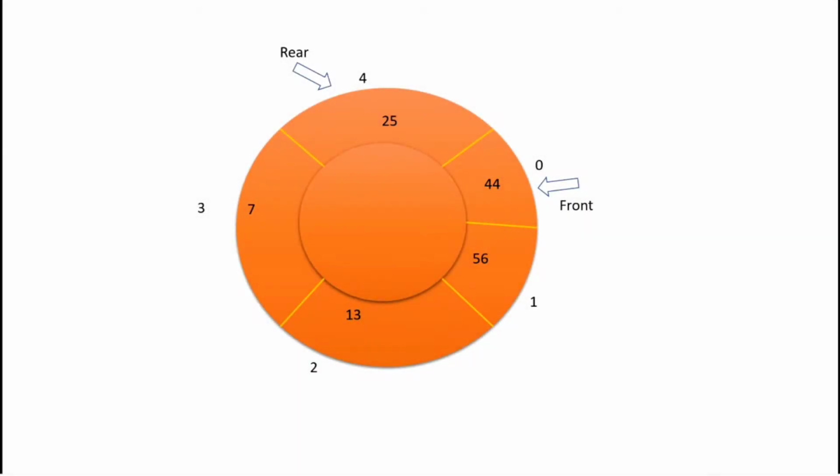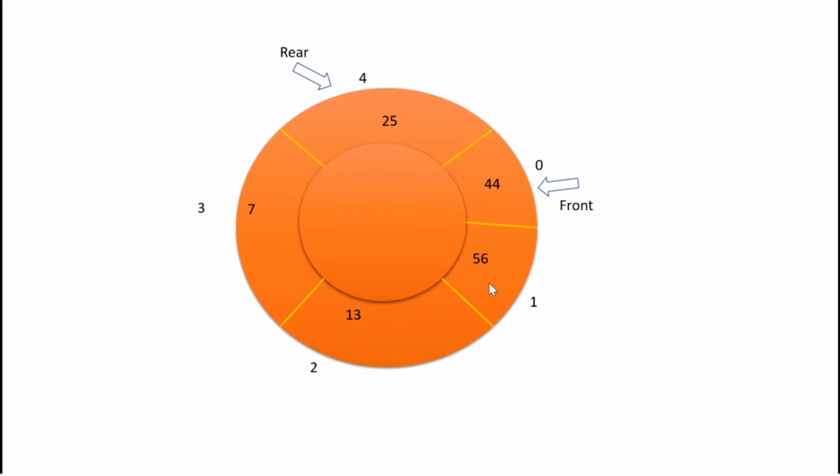Next, this is an example of a circular queue. There is rear and there is front, and in this case, the circular queue is full because we have 5 indexes 0, 1, 2, 3, 4, and we also have 5 elements: 44, 56, 13, 7, and 25.